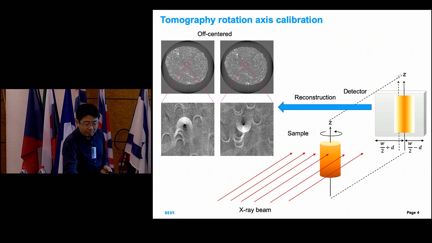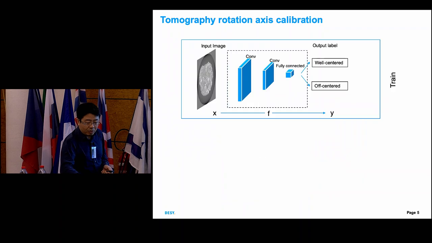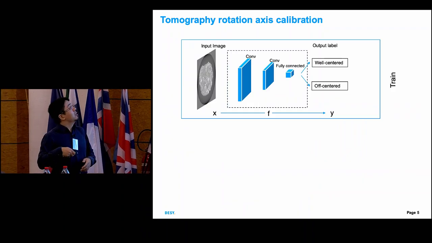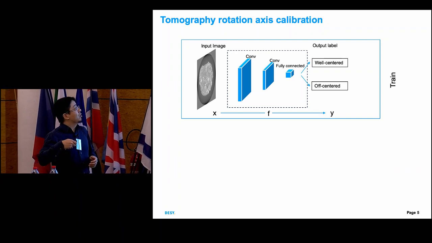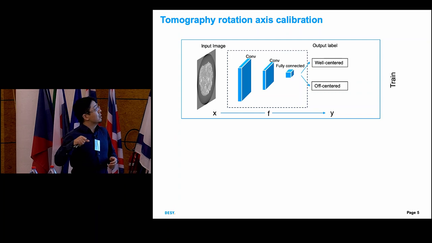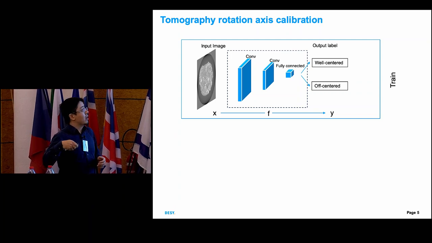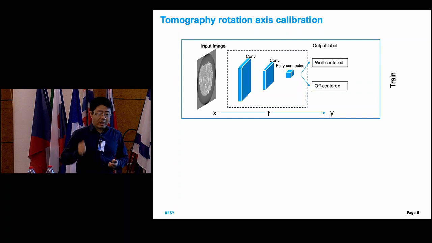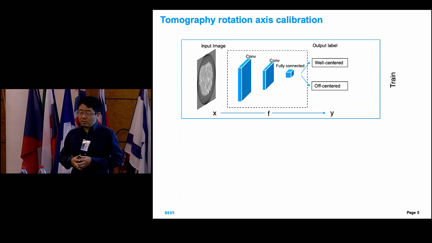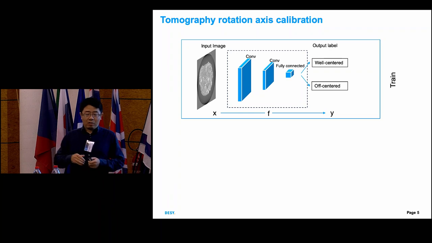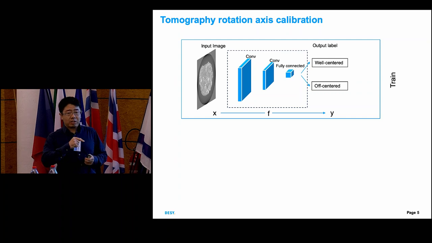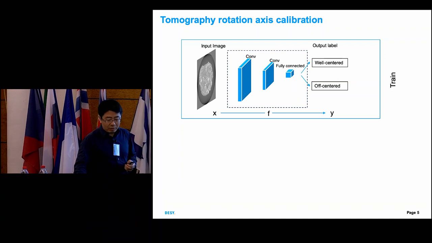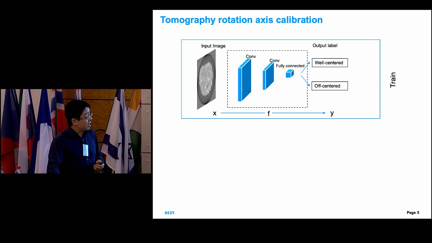Our idea is to use a very typical CNN classifier to figure out whether your reconstruction is well-centered or off-centered. Because for any experienced scientist, or even without any experience of tomography, when you see the reconstruction, you obviously know whether it is centered or not. But for the computer program, it's not that easy.